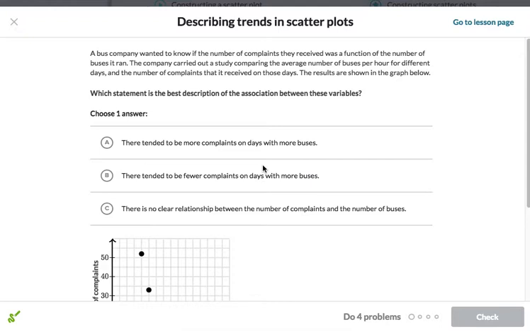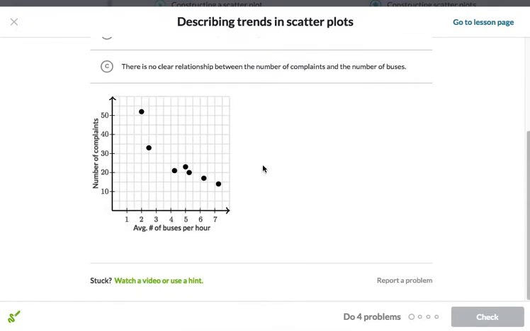So with a lot of these questions, you could probably just go straight to the data and figure out what the question is about. Here I've got data showing the average number of buses per hour and the number of complaints. This must be something to do with buses arriving at a bus stop, perhaps arriving late, and because of that there are complaints. If there are only 2 buses arriving in an hour, you get more complaints, for example. If you've got 7 buses arriving in an hour, you get fewer complaints, is my guess.